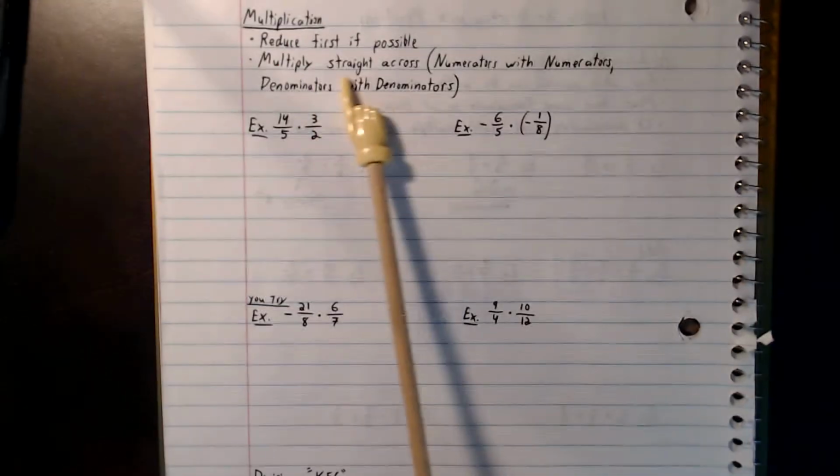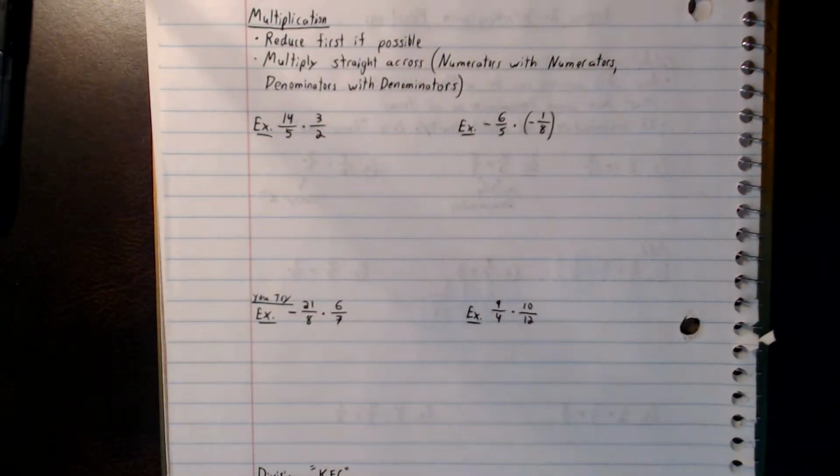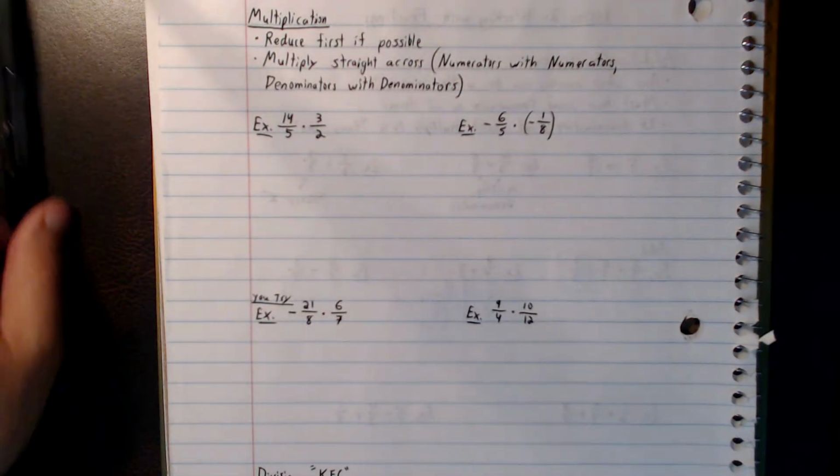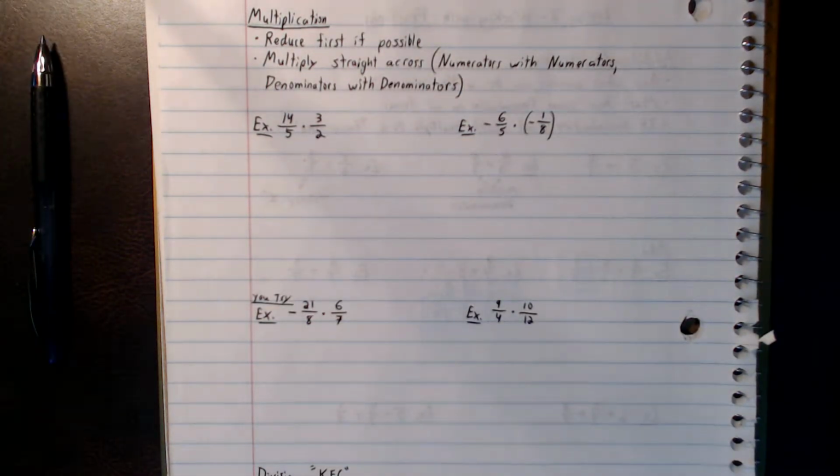Second, we're going to multiply straight across, right? Numerators with numerators, denominators with denominators. That's really it for multiplication, right? Try to reduce first if possible, and then just multiply straight across. If you don't simplify first, it's okay. Hopefully you'll see it later.